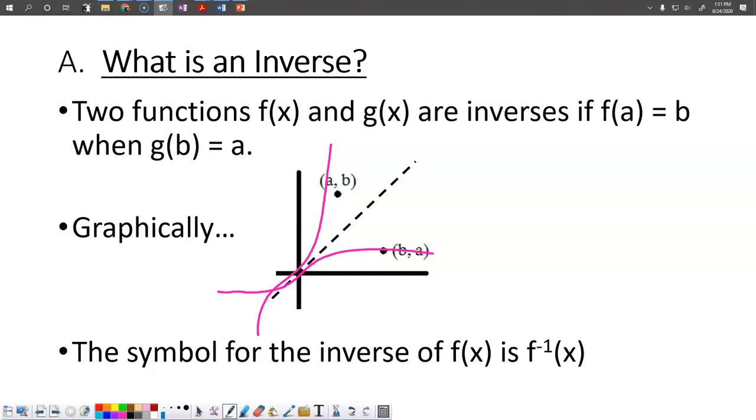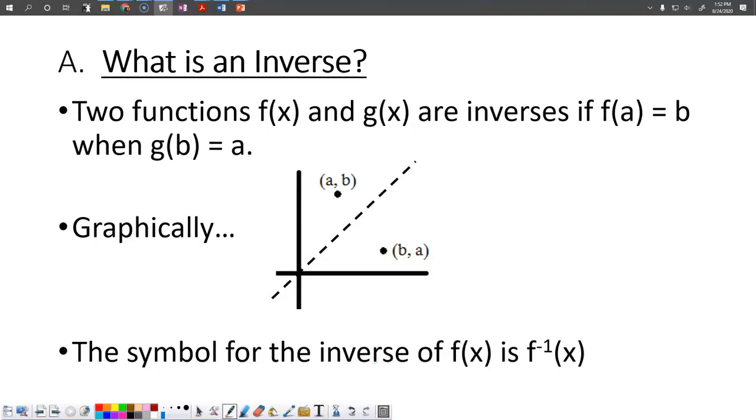But it basically just ends up looking like a reflection through that dotted line. That's how inverses work. So if this is the graph of y equals x cubed, this would be the graph of y equals the cube root of x. And that's because they're inverses of each other, so there'll be a reflection through that diagonal line. That's how all inverses look when you graph them together. So we know what inverses are now, and we also understand what they look like graphically.